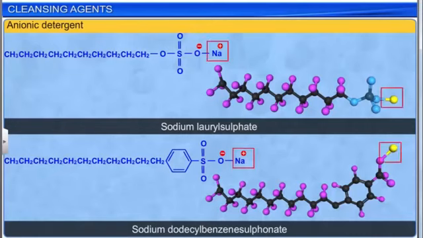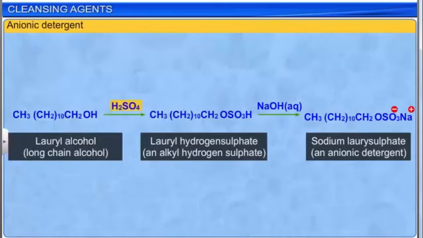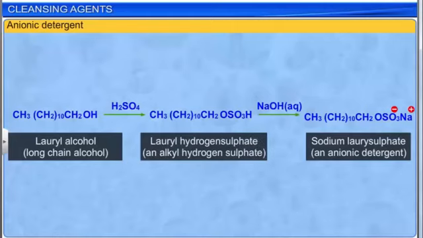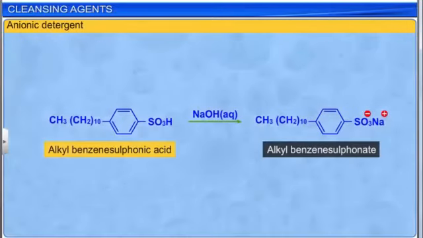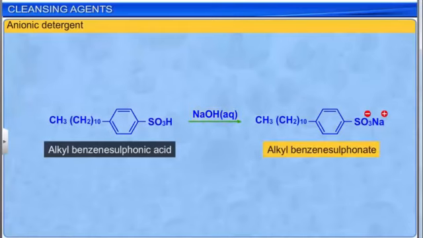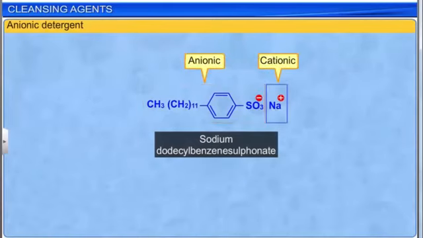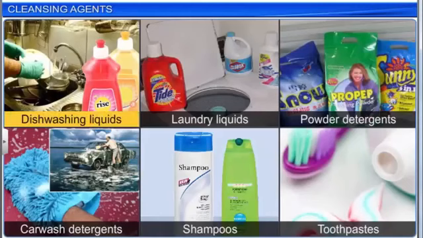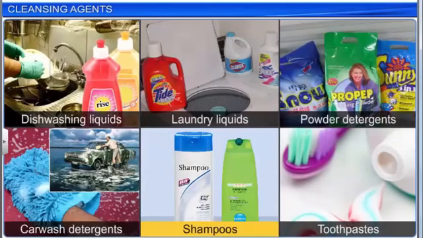Anionic detergents are sodium salts of sulfonated long-chain alcohols of hydrocarbons. Treating long-chain alcohols with concentrated sulfuric acid yields alkyl hydrogen sulfate. Neutralizing alkyl hydrogen sulfate with an alkali gives an anionic detergent. Similarly, alkyl benzene sulfonic acids, on being neutralized with an alkali, yield alkyl benzene sulfonates as shown in the reaction here. In an anionic synthetic detergent, the anionic part of the molecule does the cleansing action. Anionic detergents are used extensively as dishwashing liquids, laundry liquids, and powder detergents, car wash detergents, and shampoos, as well as in toothpastes.